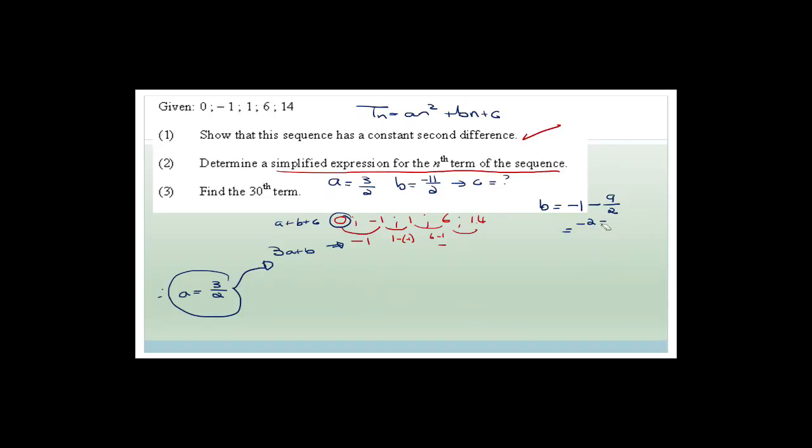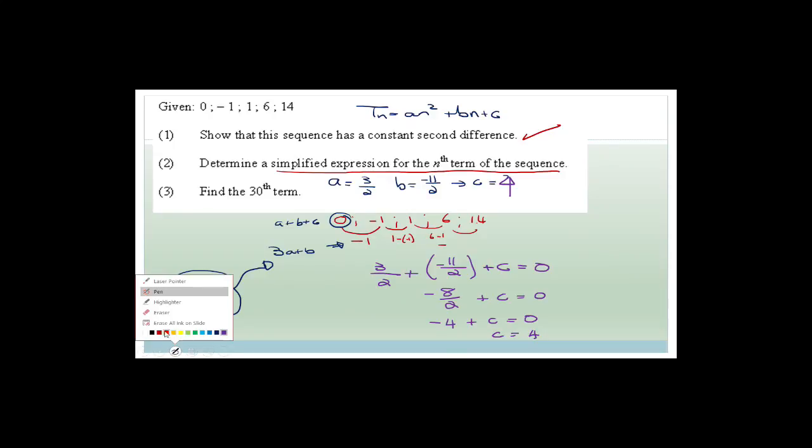Okay, so let's have a look at this. Let's change this and write in purple. So we've got a, which is 3 over 2, plus b, which is minus 11 over 2, plus c has to equal 0. So do you agree that 3 minus 11 is minus 8? So minus 8 over 2 plus c equals 0, so that becomes minus 4. So minus 4 plus c equals 0, so c is going to equal 4. So now we know that that's 4.